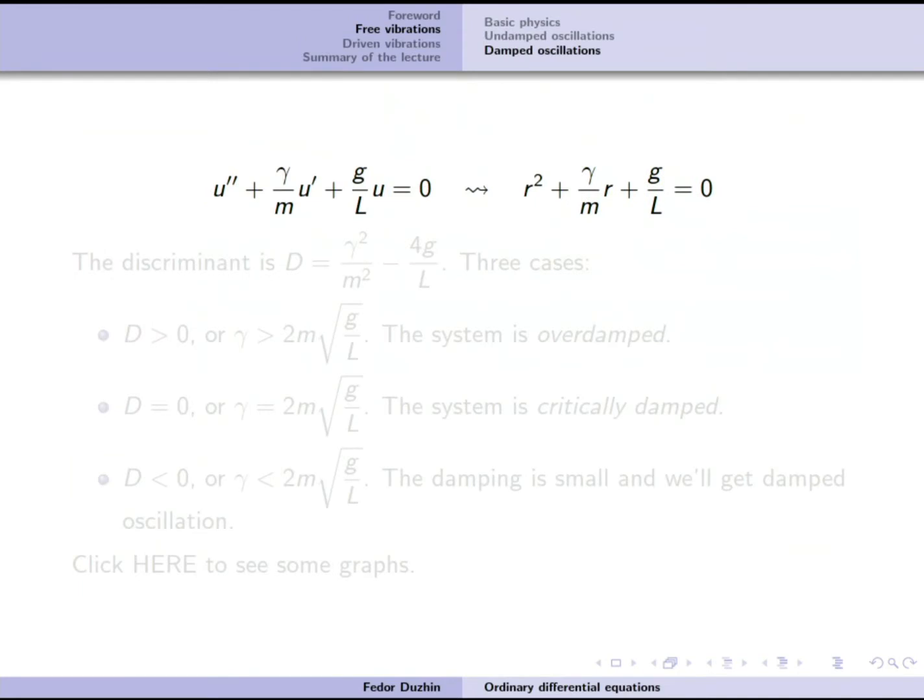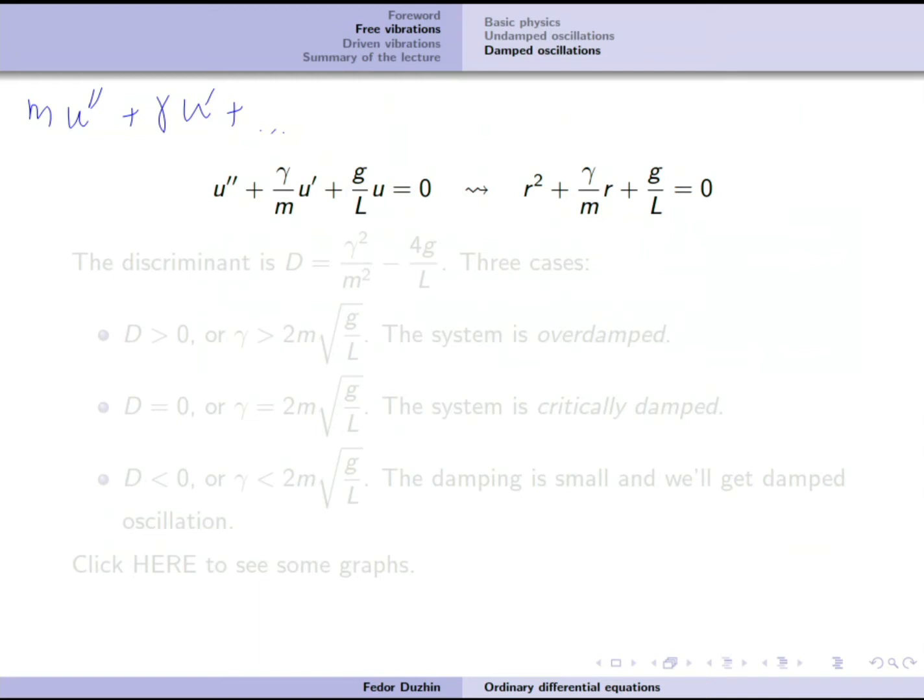And so, let me explain the units of gamma first. If we have our equation m u double prime plus gamma u prime plus whatever, the important observation here is that since we are adding some quantities, their units must be the same. We cannot add, say, meters and kilograms. That doesn't make sense, right? We can only multiply meters and kilograms.